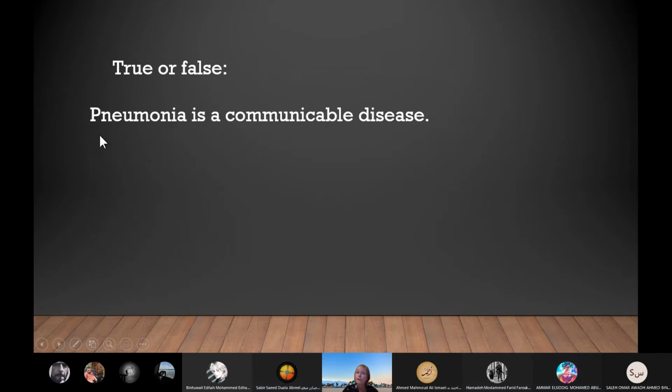Okay, so true or false? Pneumonia is a communicable disease. Is that true or false? I would say false. Okay, so if it's caused by a bacteria or virus, communicable. Yes, it is true. If it's caused by a virus or bacteria, it's definitely communicable.